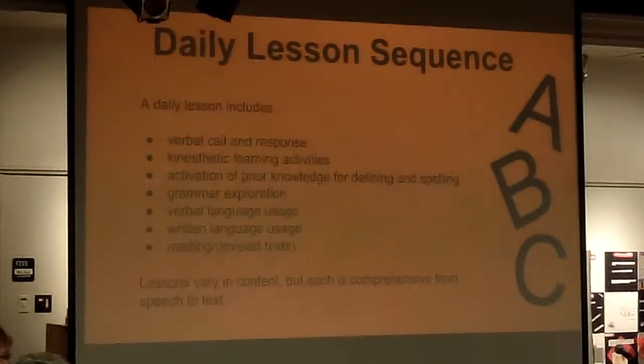As I said, we go through grammar, verbal and written language, and then we're reading level text. The program has three different texts. There's an instructional text that I work on with the students, independent text to boost their confidence, things that they can read on their own. And then there are challenge texts for those students that are really excelling at the program and need a little extra push to enrichment within the language program.